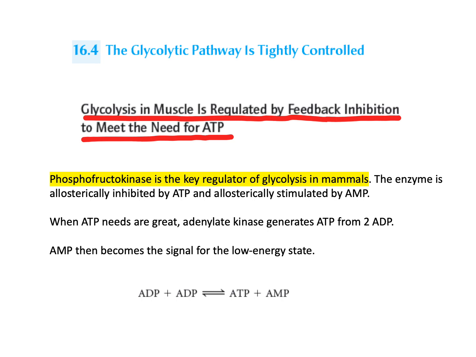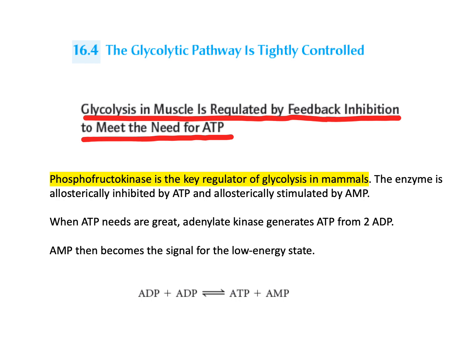Glycolysis in muscle is regulated by feedback inhibition to meet the need for ATP. It's like when you work out, you need more energy, your body needs more ATP, then that promotes glycolysis. If you sit on a couch, you don't need ATP, then your body will inhibit glycolysis. Of course, if you intake a lot of carbs and your glycolysis is slow, then your body will accumulate more fat.